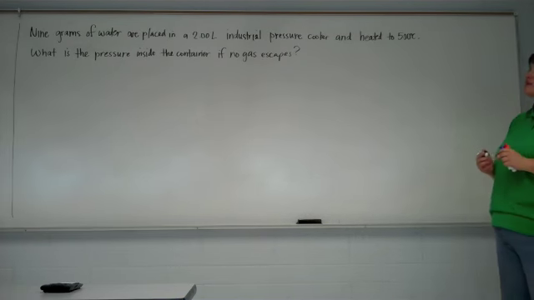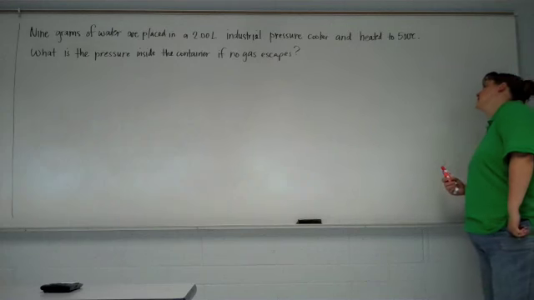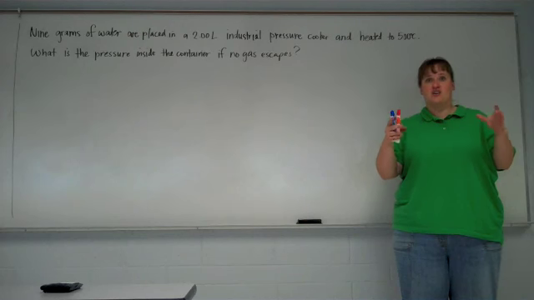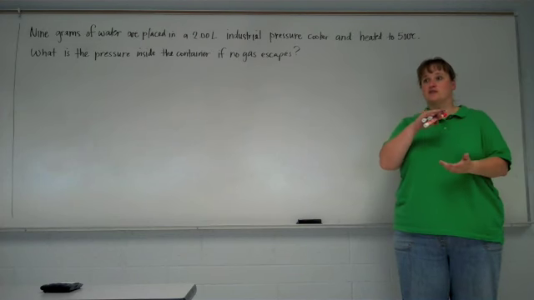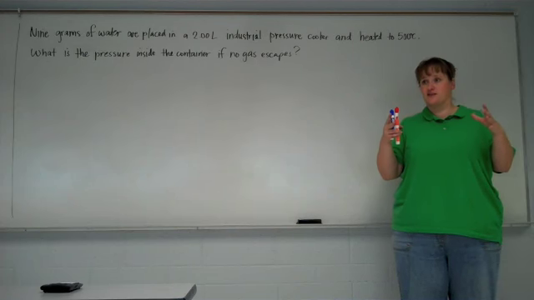Example. We have 9 grams of water placed in a 2-liter industrial pressure cooker, and it's heated to 500 degrees Celsius. What is the pressure inside the container if no gas escapes? So a pressure cooker is a very strong, rigid container whose volume cannot change, but the walls are really thick so it can withstand the really big pressures inside of it.